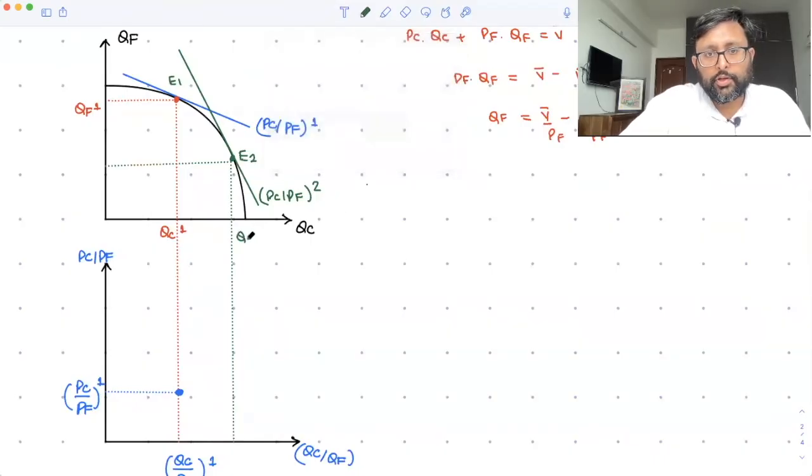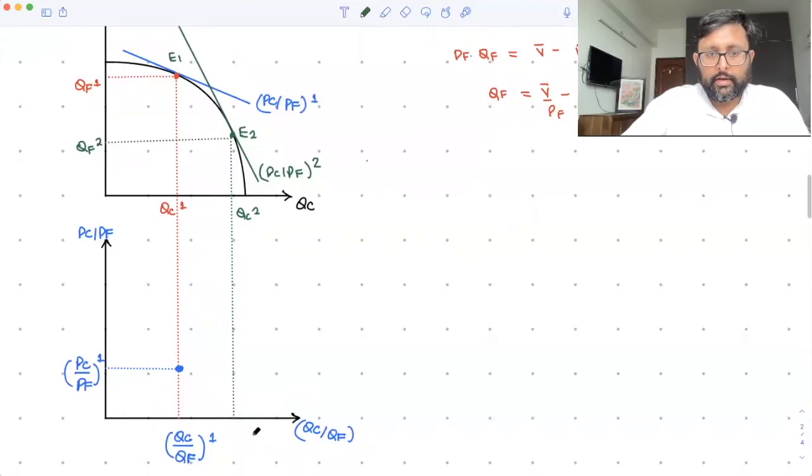I'll be producing QC2 and QF2 out here. So what has happened? I'm producing more of QC and less of QF when PC by PF has increased, right? So basically this QC by QF has increased. In this ratio, the numerator has increased and the denominator has fallen. So of course, QC by QF has increased.